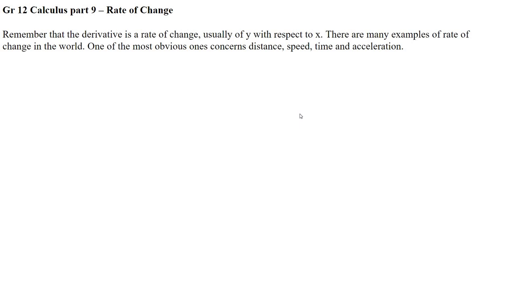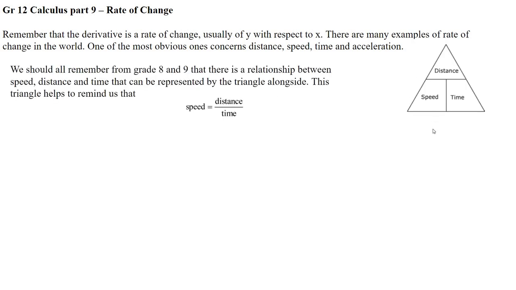There are many examples of rates of change, and you can get different questions in the exams. But one of the main ones is distance, speed, time, and acceleration. You remember probably this triangle from your science class too, that we sometimes do in math too: speed is distance over time, like kilometers per hour or meters per second. And distance is speed times time, and time is distance over speed.